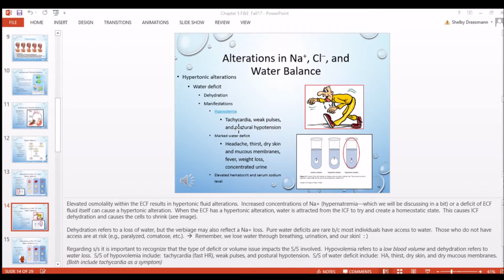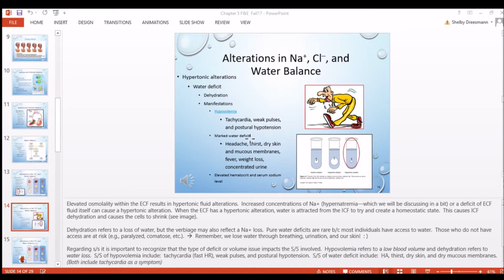Let me draw this out for you. I'm going to put a line down the middle. Here we have a cell, and here we have a cell. Dehydration is when we have so many solutes out here and not enough water out here to equal out the solutes to cause an isotonic state. So this water is going to rush out. That would be dehydration.